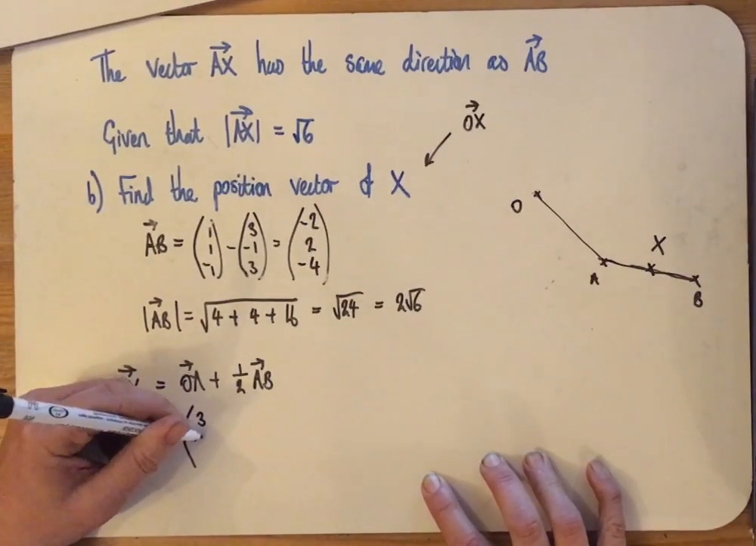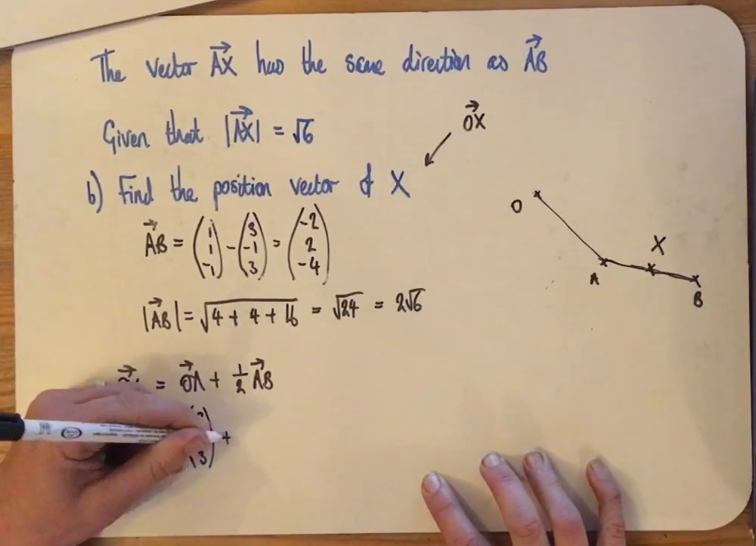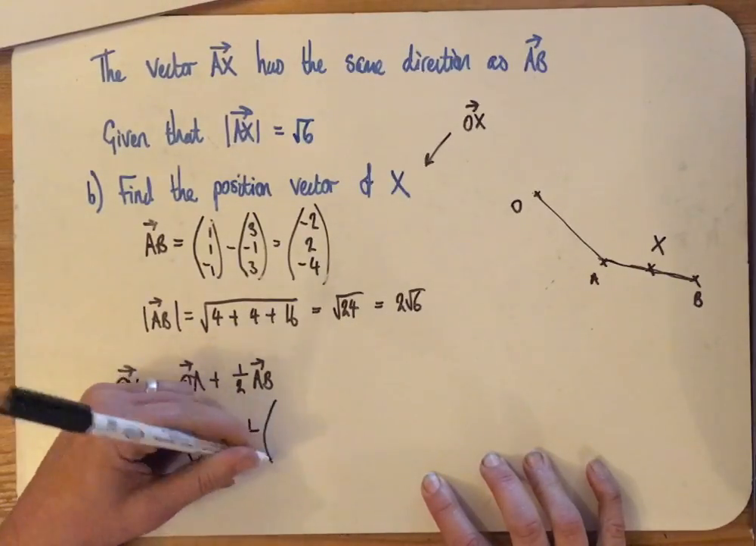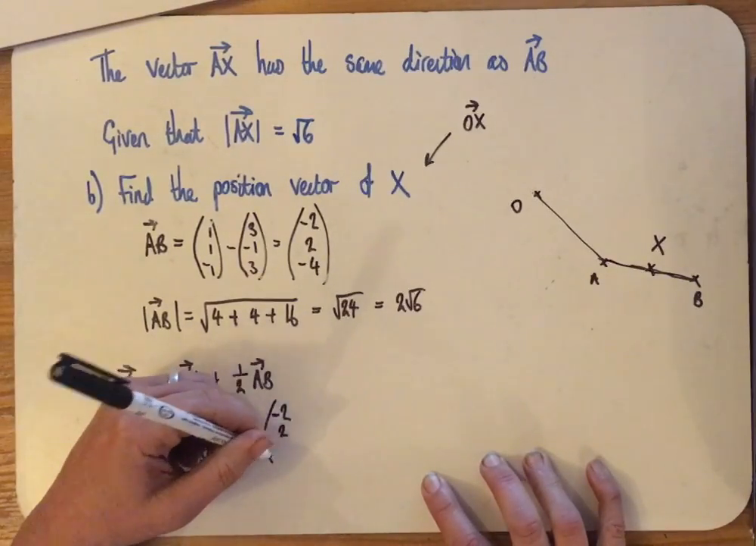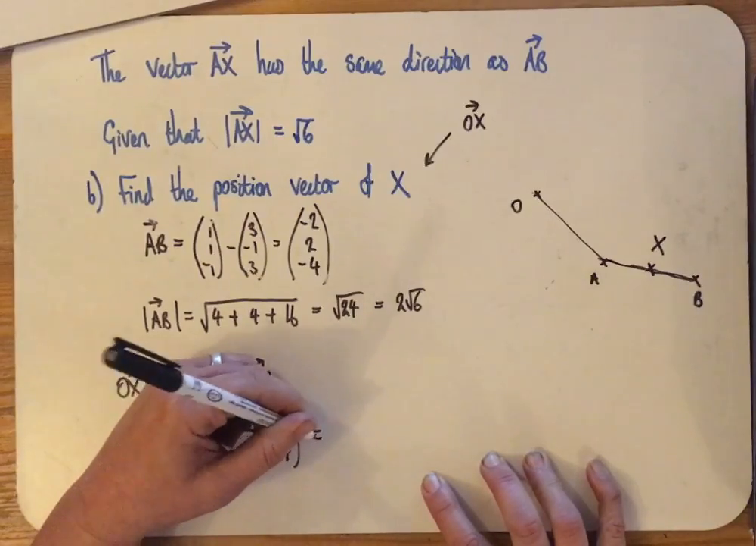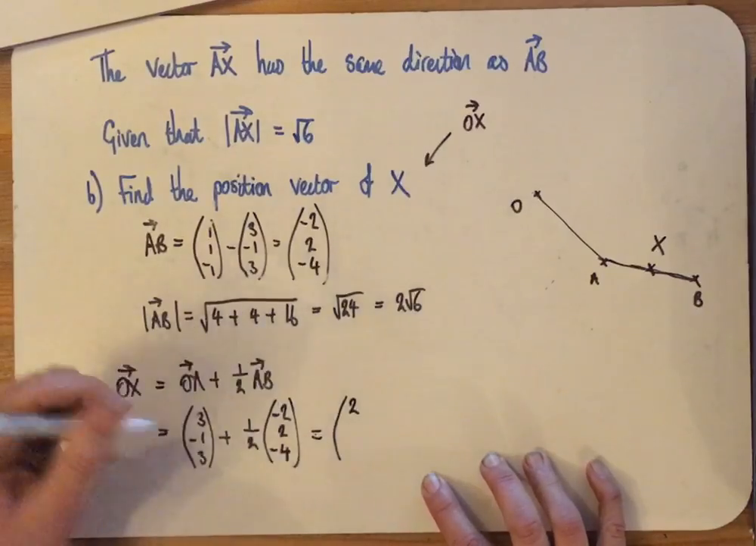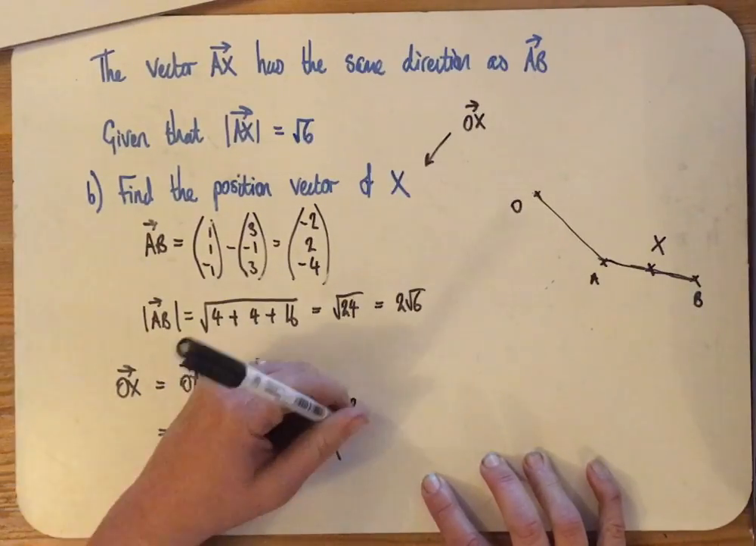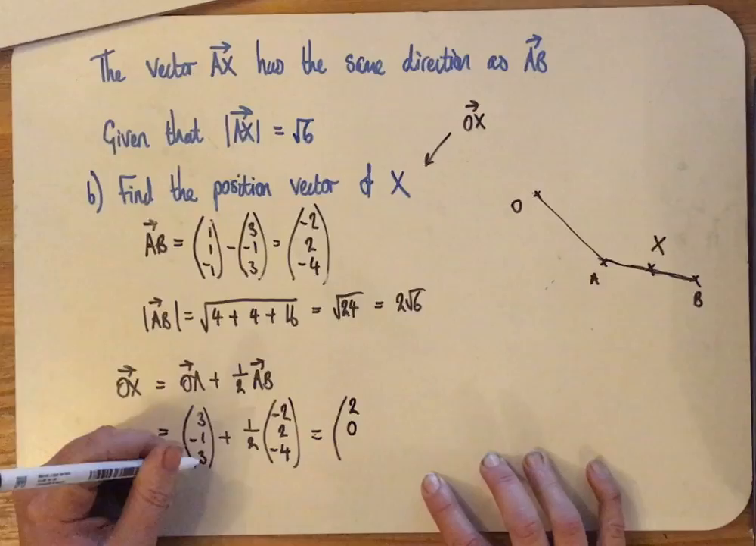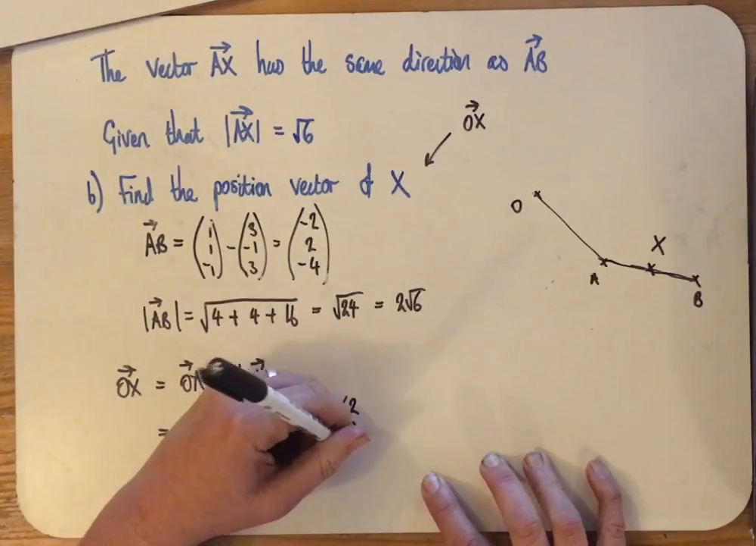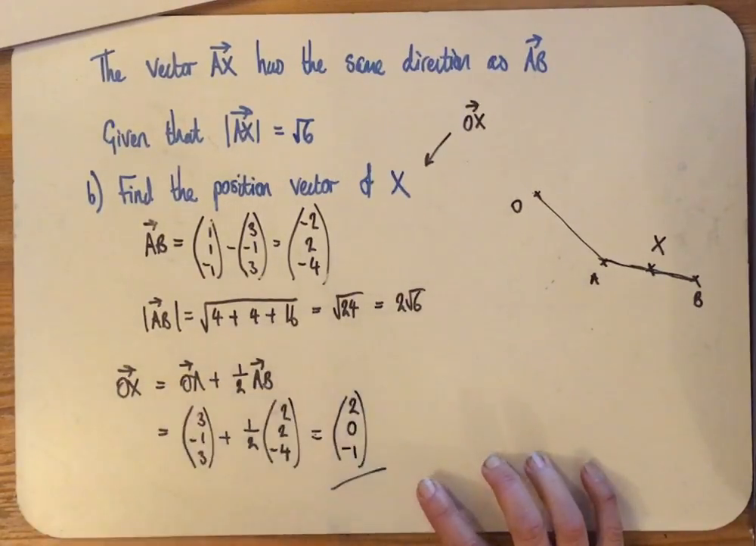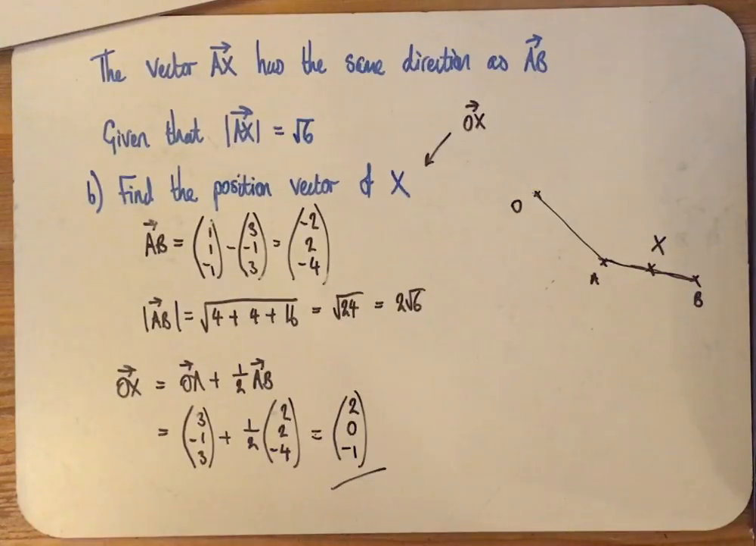OA is (3, -1, 3), plus a half lots of (-2, 2, -4), and then 3 minus 1 is 2. -1 plus 1 is 0, and 3 minus 2 is 1. Sorry, is -1... So that's your position vector of X.